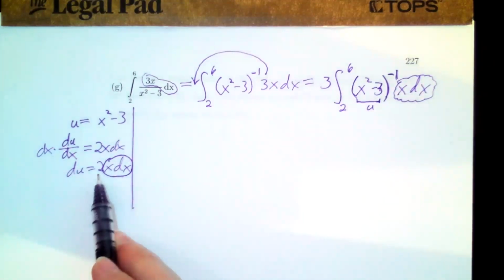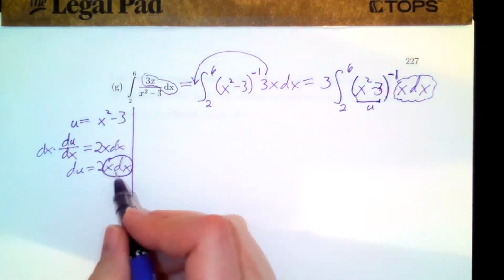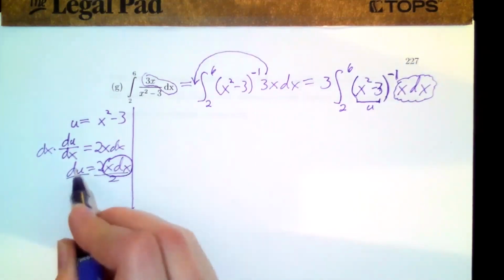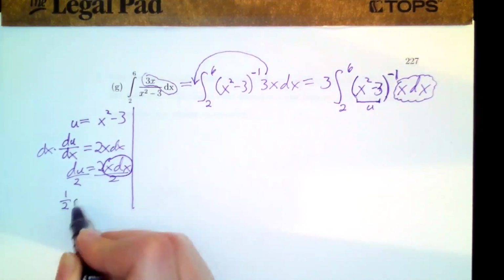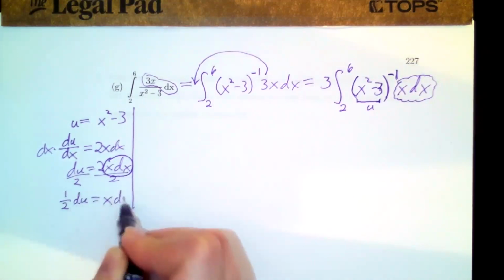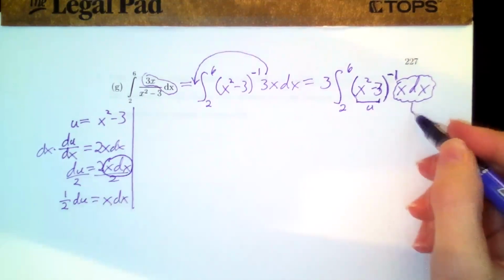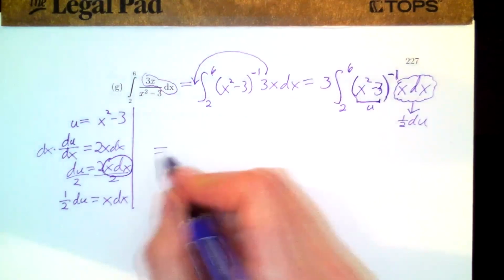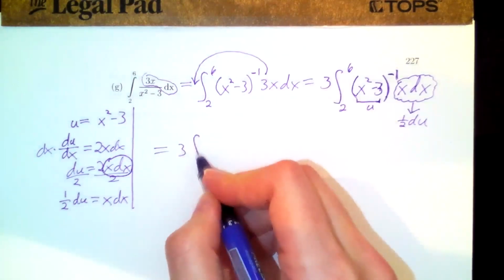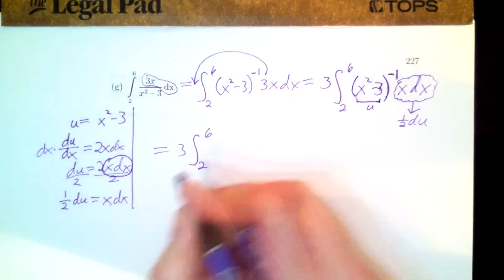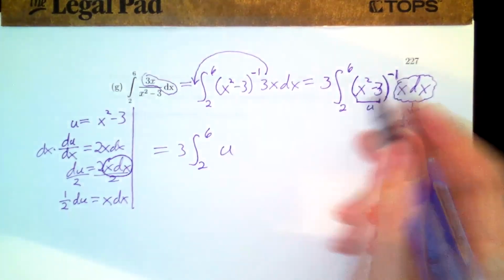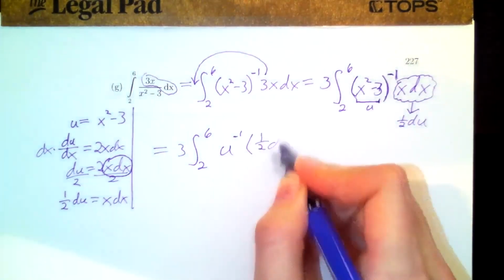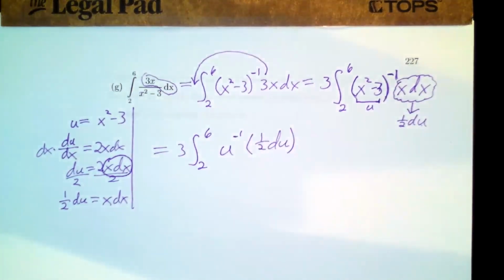But it has a 2 in the front of it, and I want to get it by itself. I want to get the x dx by itself. So divide both sides by 2, and you have the du divided by 2, or that is 1/2 du is x dx. So swap out x dx with the 1/2 du term. This becomes 3 times the integral 2 to 6 u to the negative 1, 1/2 du. I have done my swapping.